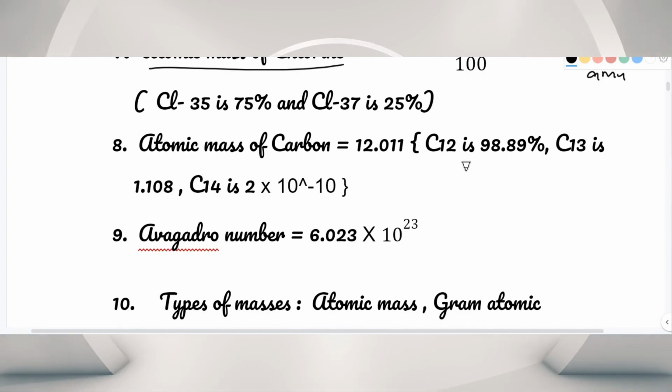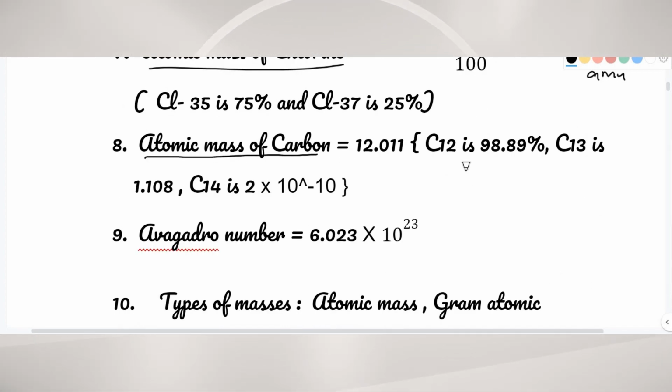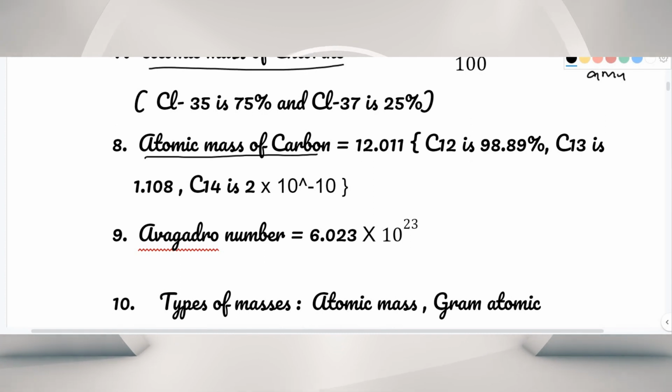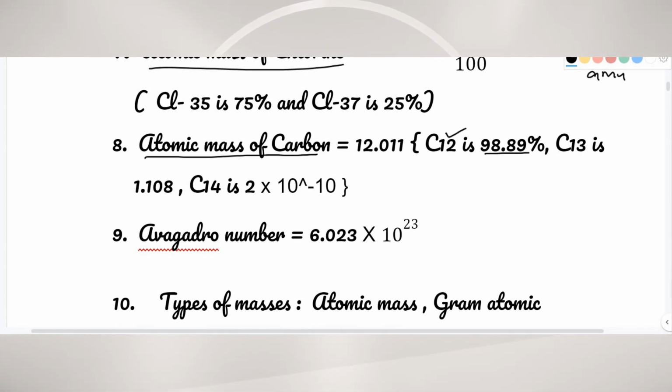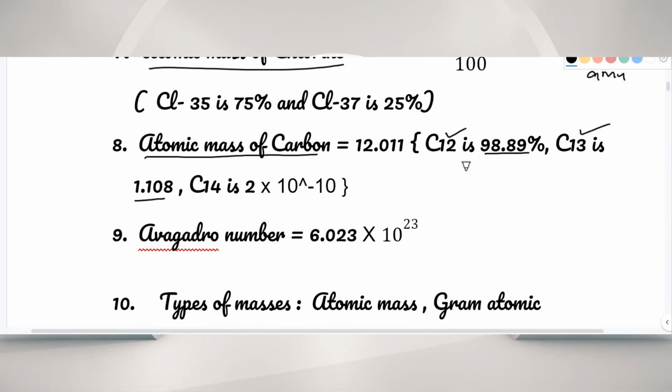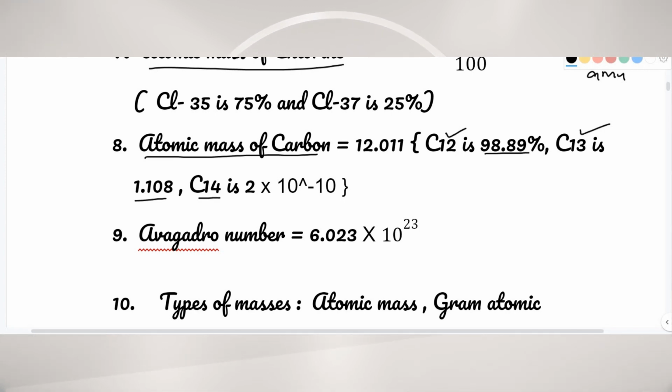Likewise, what is the relative atomic mass of carbon? Carbon has 3 isotopes. Carbon 12 is 98.89, carbon 13 is 1.108, and carbon 14 is 2 times 10 to the power negative 10.